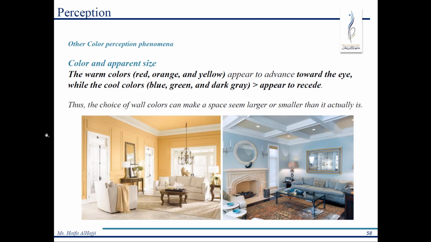Now, the other phenomenon is a color perception phenomenon. We have something called color and apparent size. Color actually gives us a feeling that the space is either receding from us, or appearing toward us. So usually warm colors, our brain will interpret them as more welcoming, coming toward us, closer, as we can see in this image. And the bluish green or dark gray are more receding and going further away from our eyes, so the room will look larger.